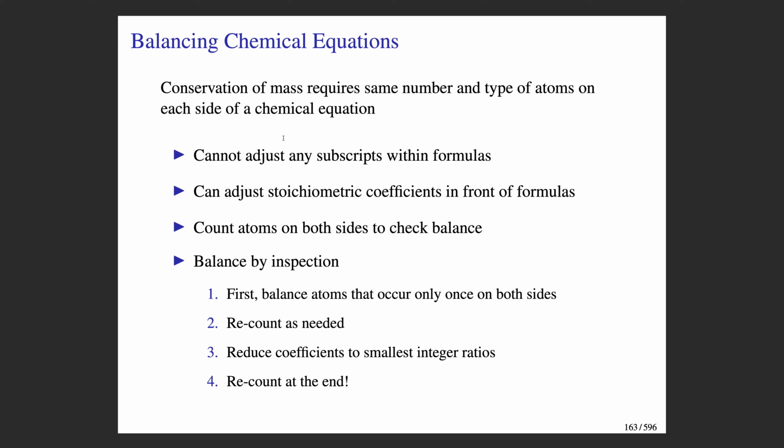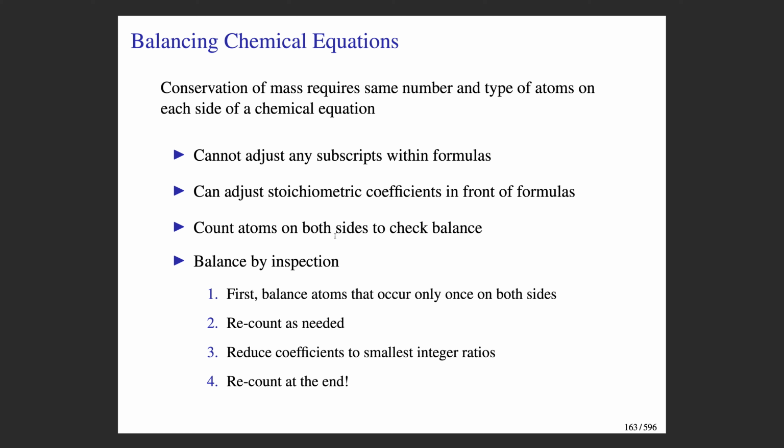So we need to be able to take an unbalanced reaction and balance it. You are not allowed to adjust the subscripts within any of the chemical formulas because that would change the identities of the substances that are reacting. It would be a different reaction if you did that. So you have to leave the subscripts alone. However, you are allowed to adjust the stoichiometric coefficients that appear in front of chemical species. When you're balancing an equation, you often need to recount the atoms on both sides of the equation to check whether or not they're balanced.